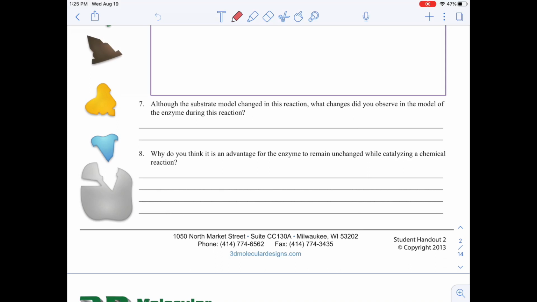For questions 7 and 8, you should have mentioned that the enzyme didn't really change during this reaction. It's still a whole gray piece, so nothing happened to it. And you might have mentioned that it's advantageous for the enzyme to remain unchanged because now we can use that gray enzyme all over again. So it can be repeatedly used.